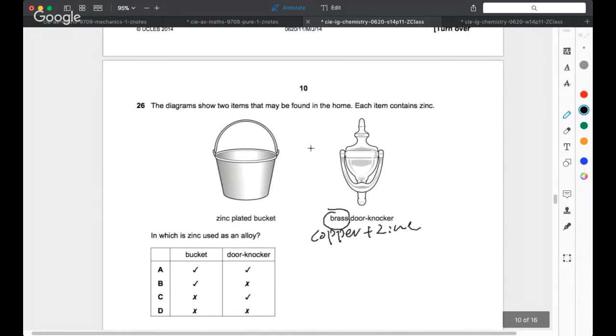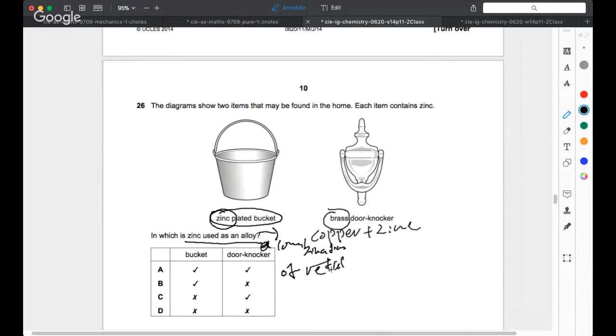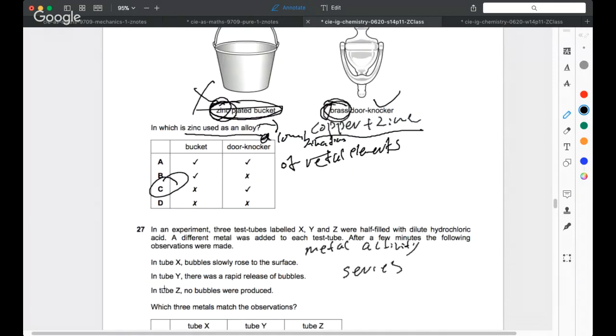Right, number 26. Which of these is an alloy? So this one is zinc. An alloy is a combination of metal elements, right? So in a zinc plated bucket, you only have zinc, so that's not an alloy. Here you have brass. Brass is a combination of copper and zinc, so that is an alloy. So C is the right answer.